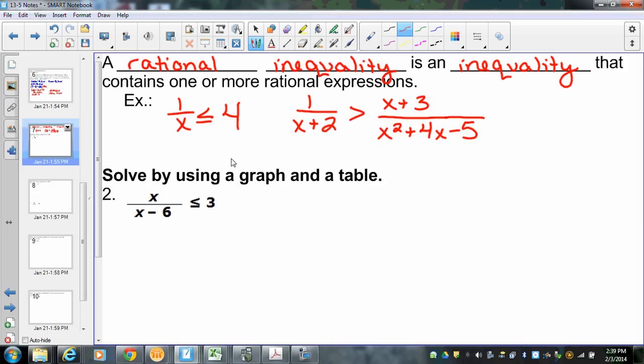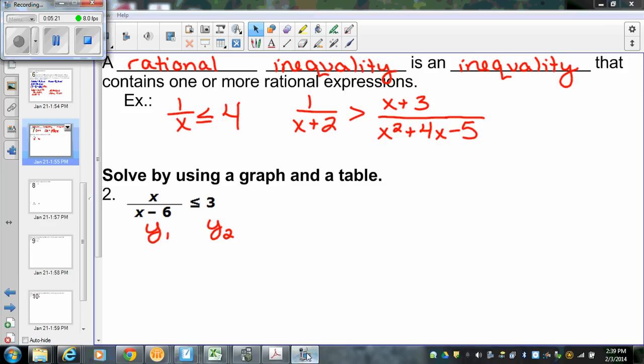And we're going to start by solving them by looking at graphs and tables. So you're going to want your graphing calculator out for this part. So for number 2, we're looking at x divided by x minus 6 is less than or equal to 3. So whatever's on the left side of the inequality, that's going to be your y1. Whatever's on the right side of your inequality, that's going to be your y2. So go to your graphing calculator.